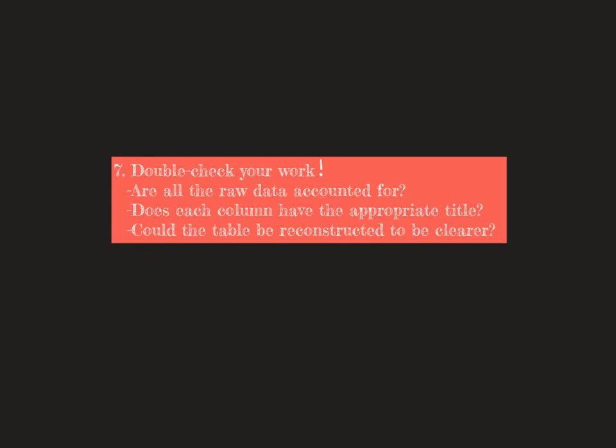Does each column have the appropriate title? The first column will always be called score when you're moving in single-digit increments like we did, or interval when you're moving in multiple-digit increments. The second column will always be labeled frequency. Could the table be reconstructed to be clearer?